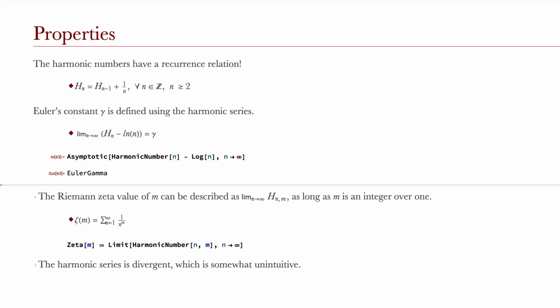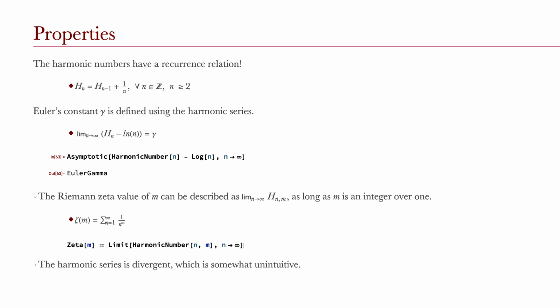Moving on, the Riemann zeta value of m can be described as the limit as n grows without bounds of h sub n comma m, as long as m is an integer greater than 1. Now this works because the Riemann zeta function is classically defined as zeta of m is equal to the sum of the reciprocals of the integers raised to the mth power from 1 to infinity, which is very similar to the definition of the generalized harmonic numbers.